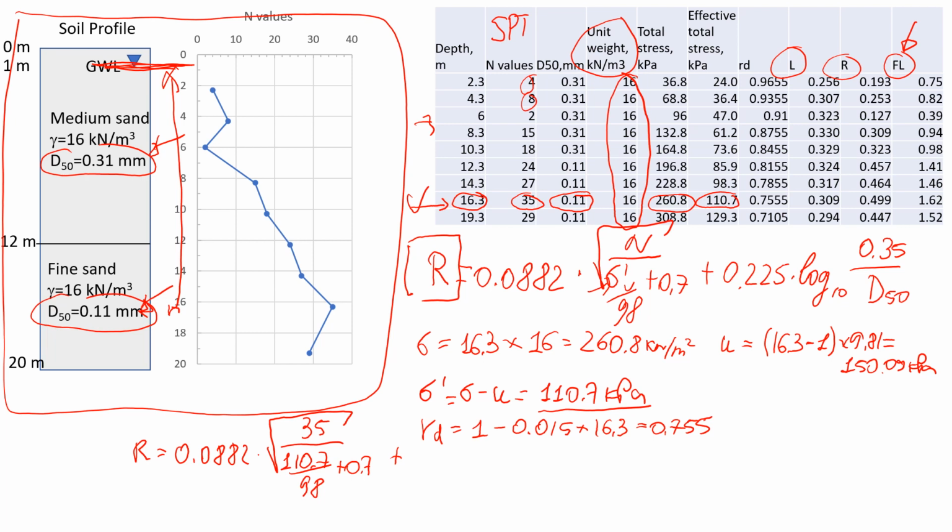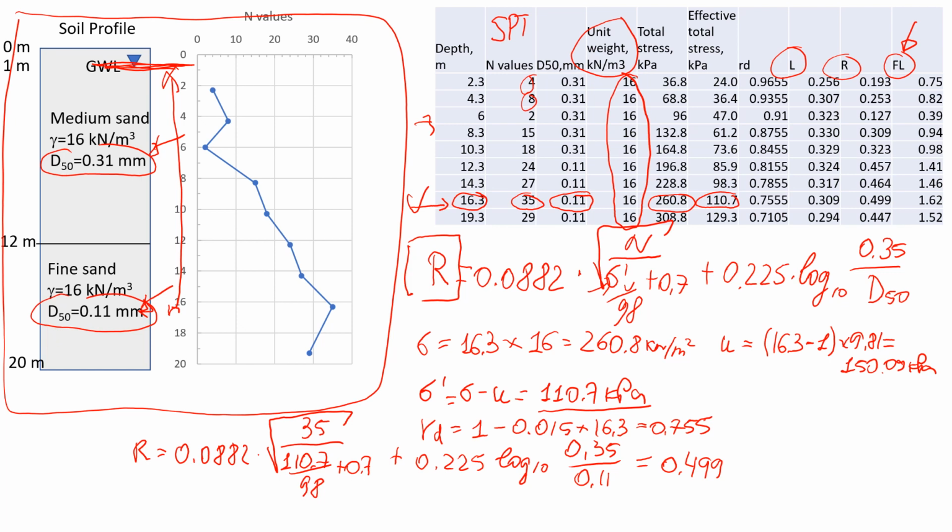The next component is 0.225 logarithm with a base of 10, 0.35 divided by the d50. What is the value of d50? 0.11. It's this one, right? So according to my calculations, it's going to give us a value of 0.499. Yeah, should be about this value.